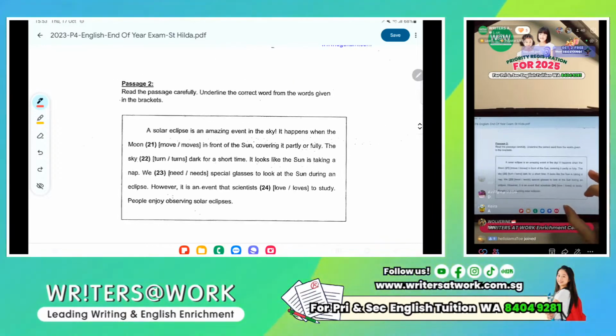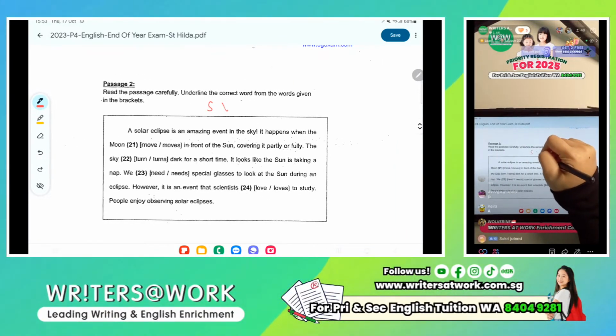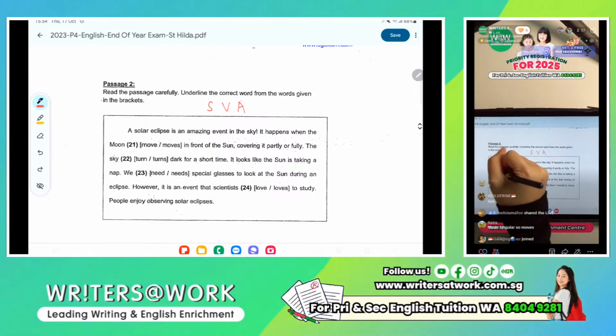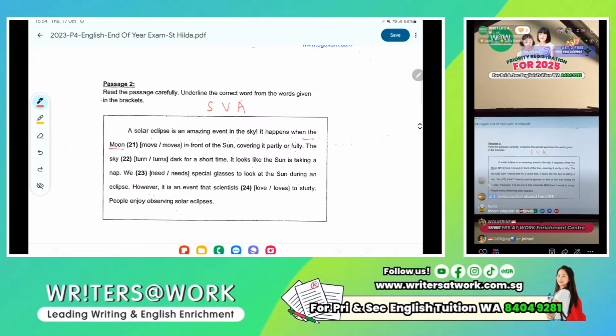Okay, let's go on to subject verb agreement. SVA, very important part. We must know subject verb agreement. A solar eclipse is an amazing event in the sky. It happens when the moon moves in front of the sun, covering it partly or fully. So, the moon, is it move or moves? Moon is singular, so moves. Very well done. Moving on, the sky turns dark for a short time.